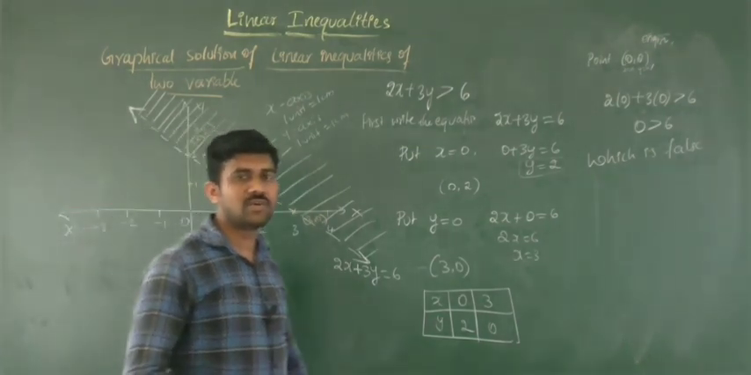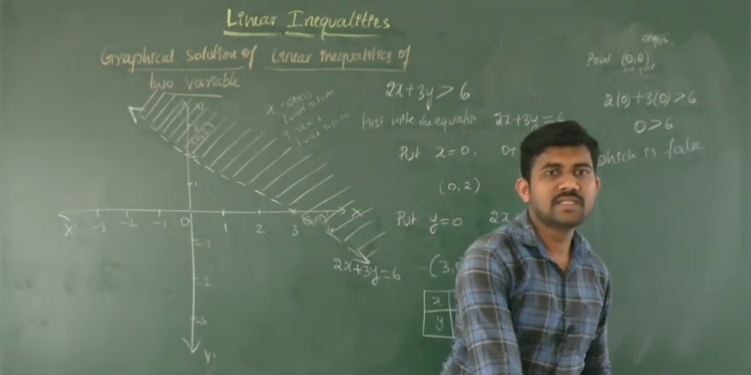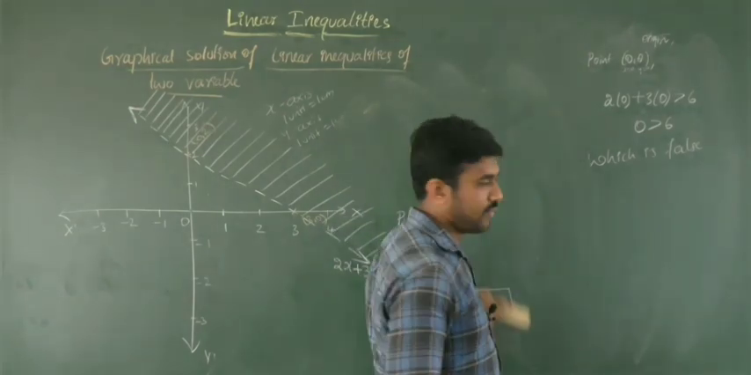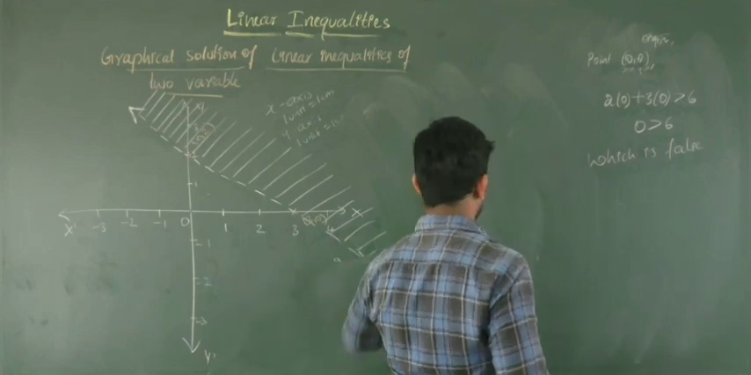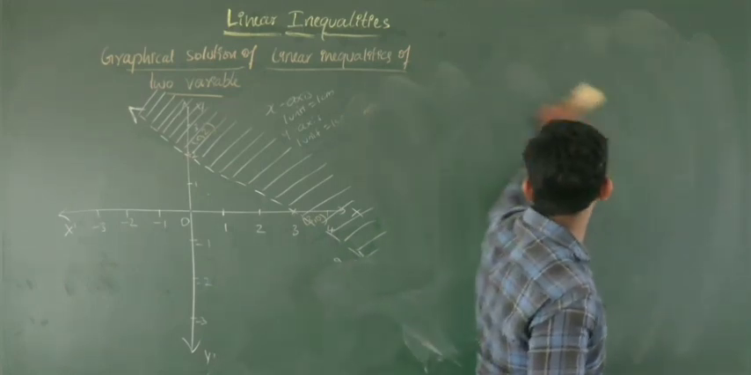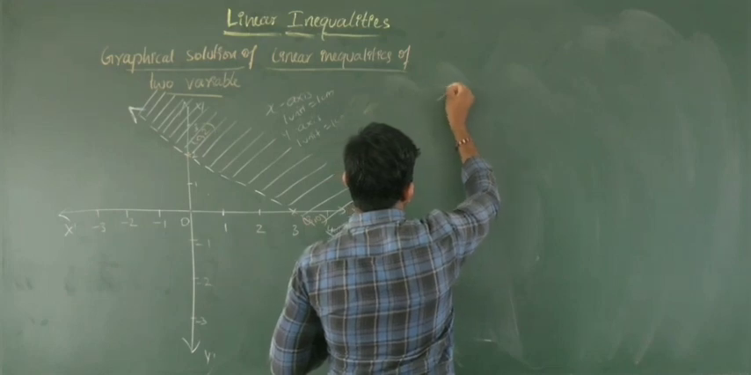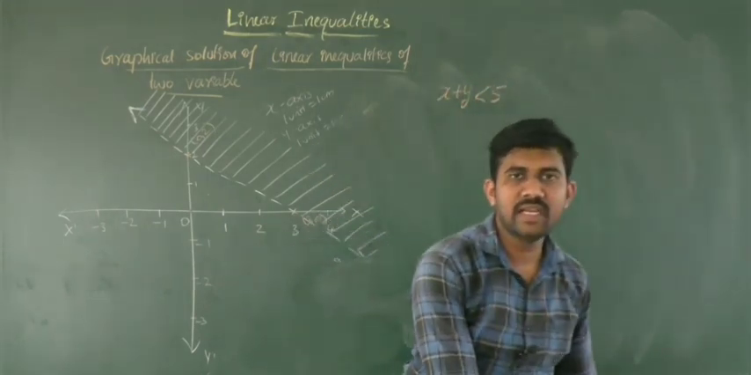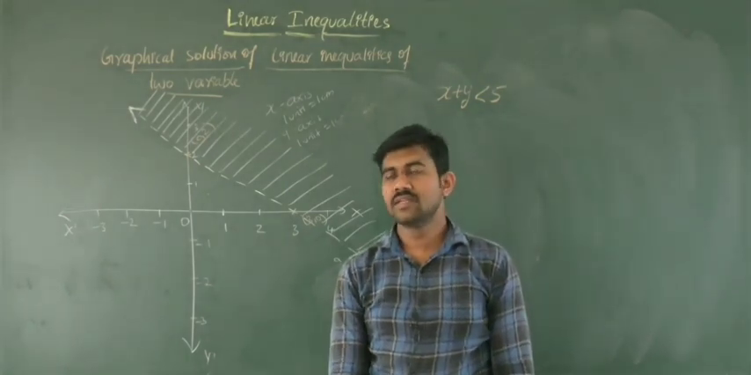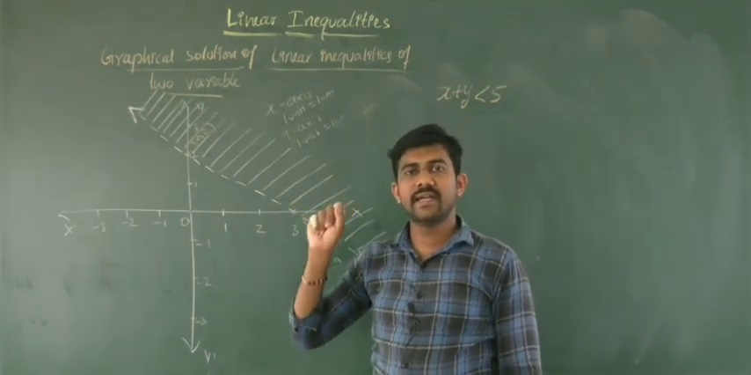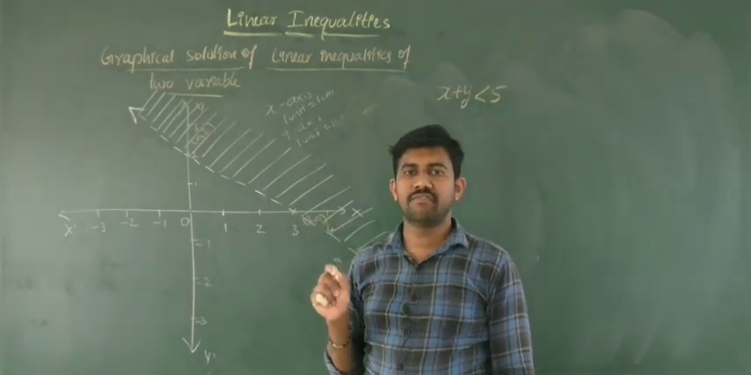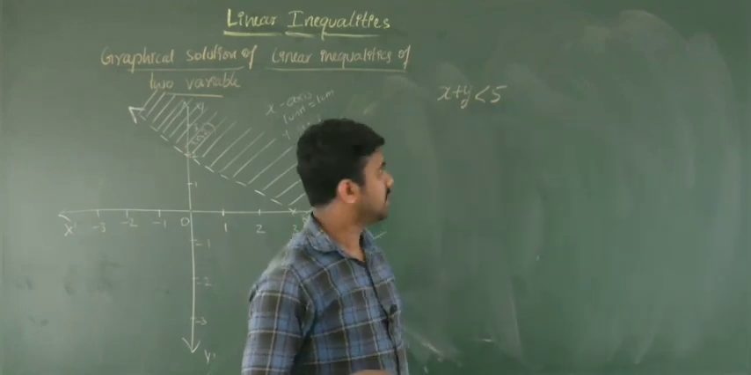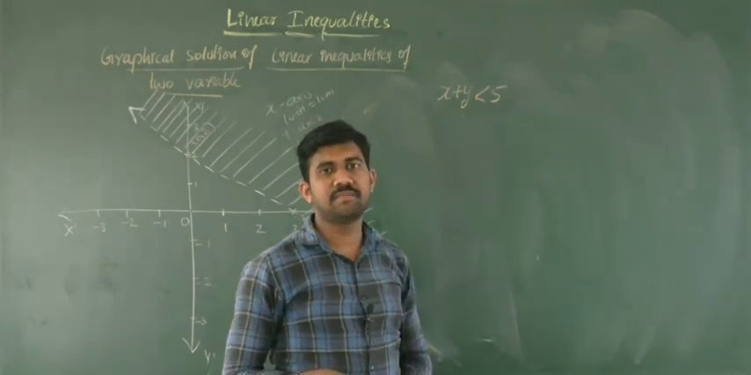Similarly, we'll go to the next question. See what they have given: x plus y less than 5. Solve the inequality and find the solution region graphically. x plus y less than 5.